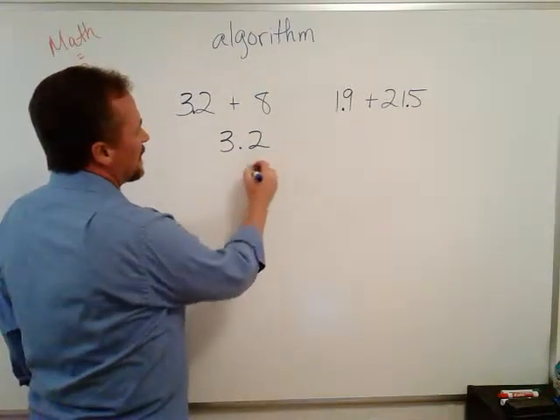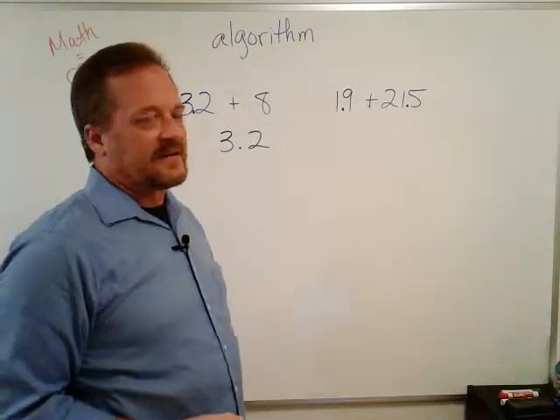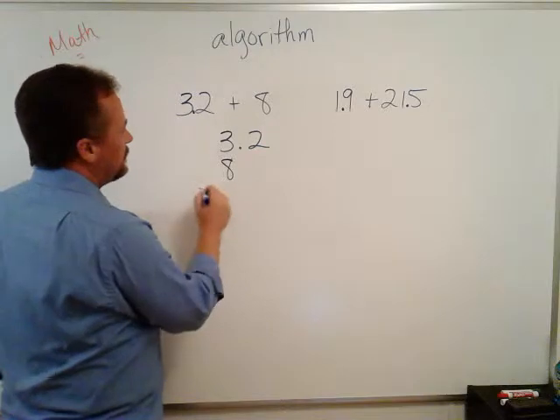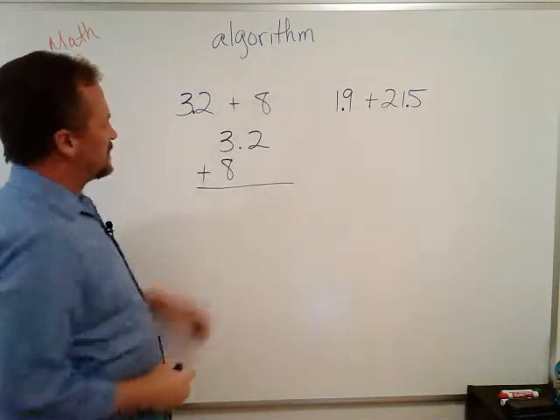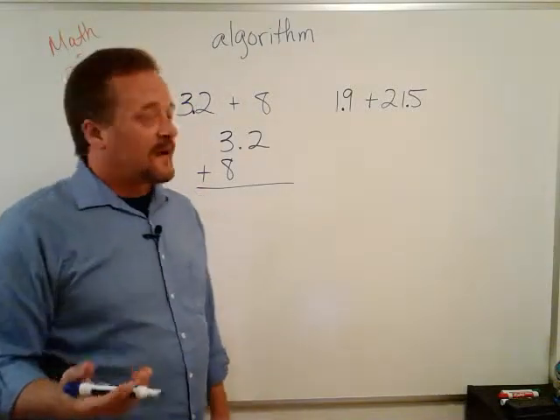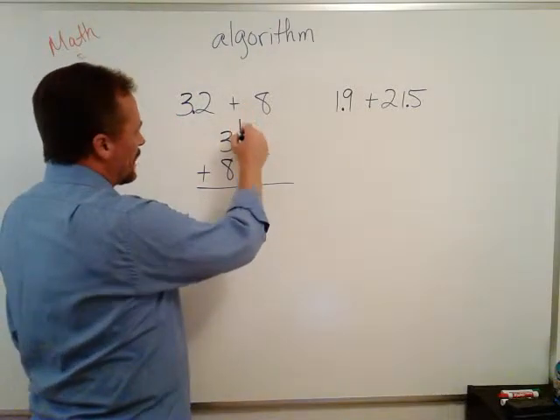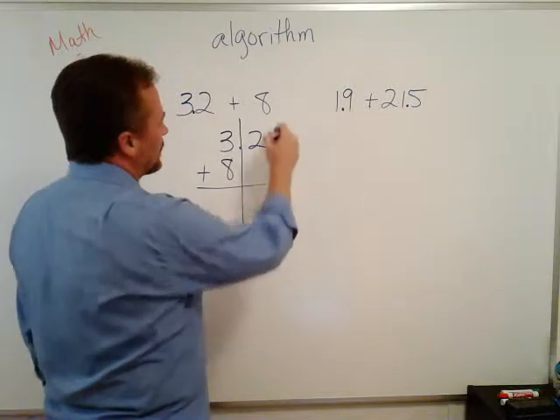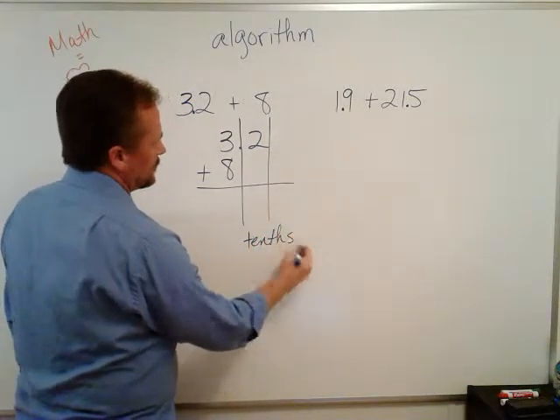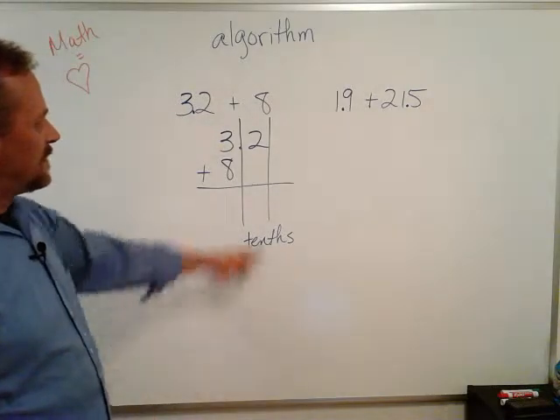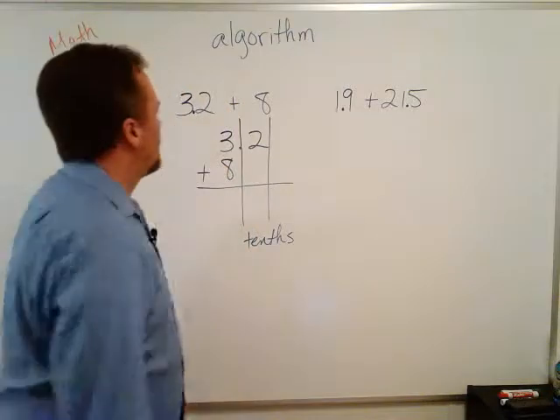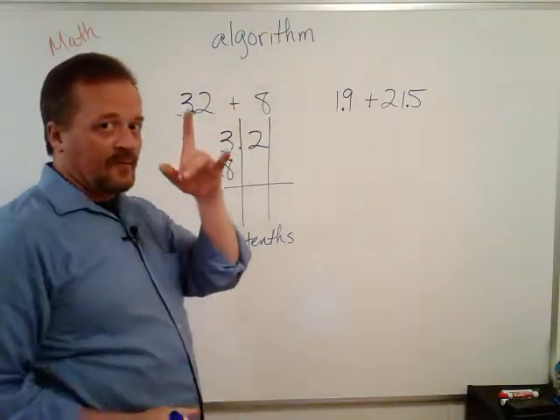So instead of putting the 8 under the 2 here, which doesn't make any sense because 8's not in the tenths place, we're going to keep it in the ones place. Do you see how that kind of shifted over there? But I still have those columns going on. I have a column going right through the decimal point here, and that is the tenths place. Okay? Everything that happens in here is a tenth. Okay? And everything that happens in here is in the ones place.